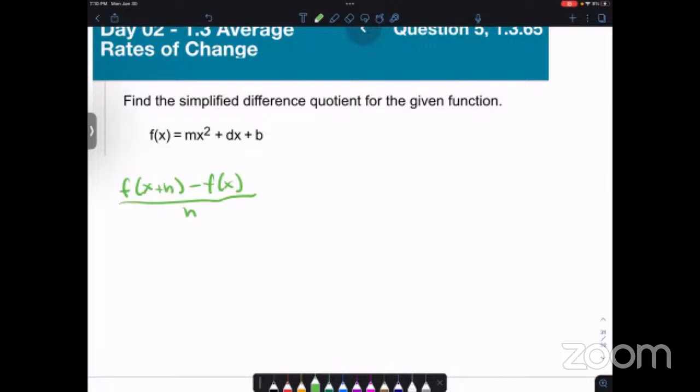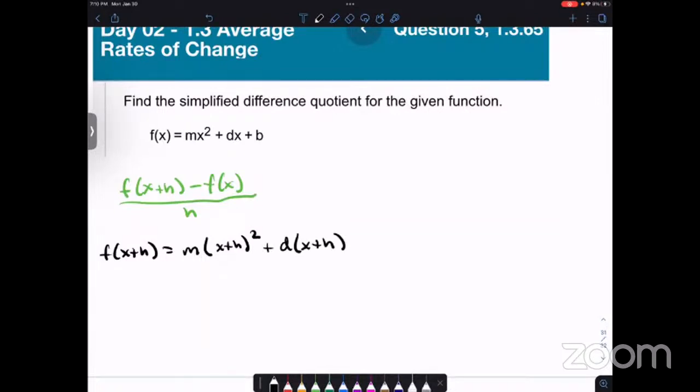So let's first start off with f of x plus h. What we're doing is replacing each x with x plus h, expanding and simplifying. So we're going to have m times x plus h squared plus d times x plus h plus b. Okay.